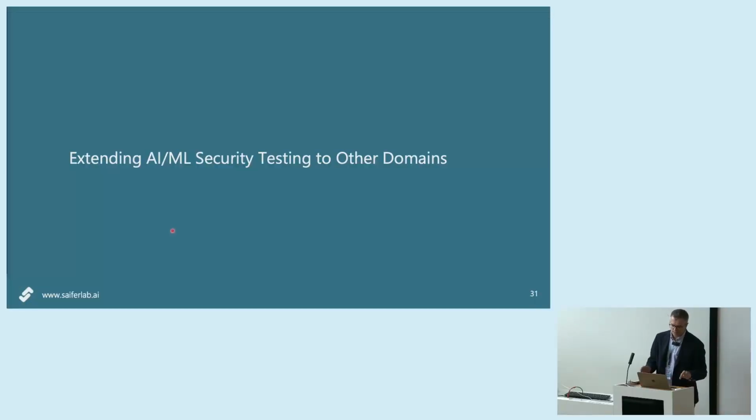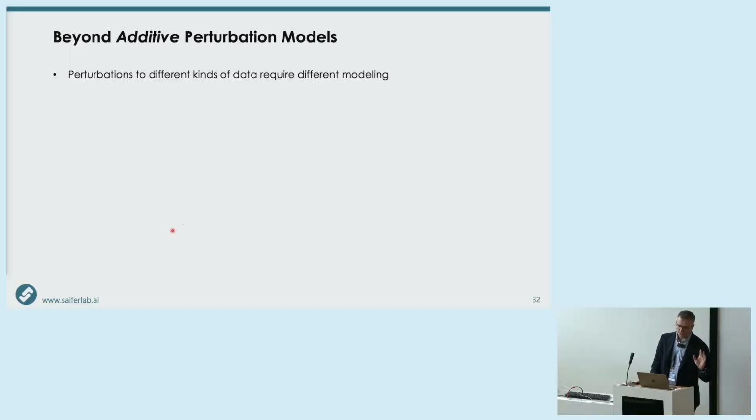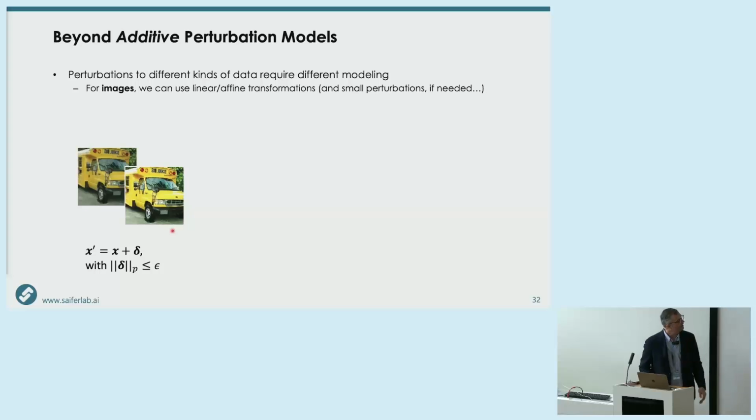Okay, so now coming to other domains, of course, if you have images, it's fairly easy because you have this kind of model. So you add noise to the image, right?